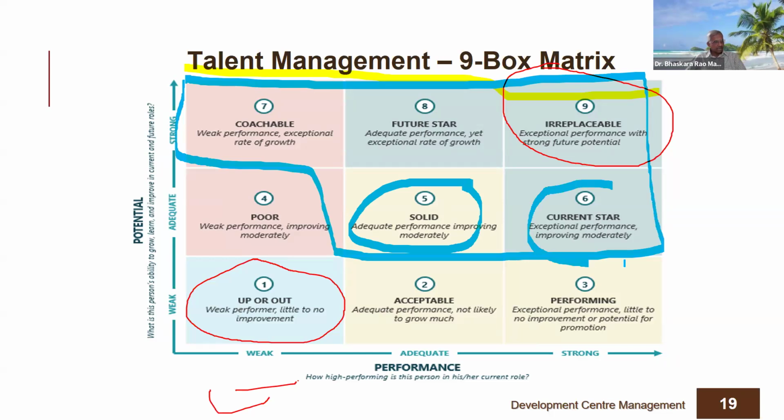Then the current star is extremely good performers, potential is reasonably good, exceptional performance, improving moderately. They can also be worked upon to be pushed to cell 9. Similarly, the future star: performance is good, moderate, but great potential. People who are here can be organized, and you can work towards moving them here, and similarly, people can be moved here. And people who are coachable, by coaching, you can move them here.